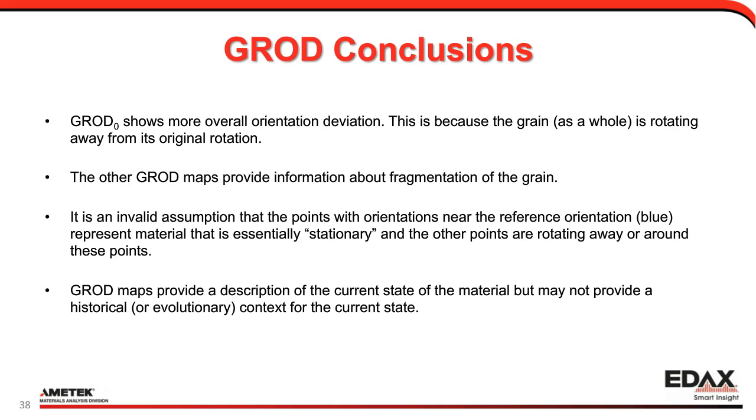And also, it's always important to remember when looking at these types of maps about plastic strain that they provide a description of the current state of the material, but may not always provide us a historical evolutionary context of the material as it moved towards that state.